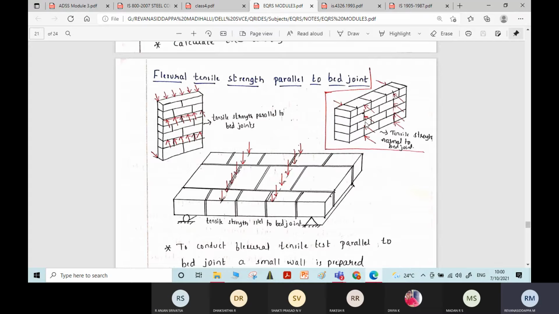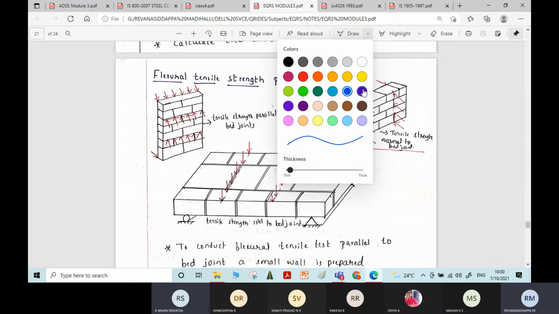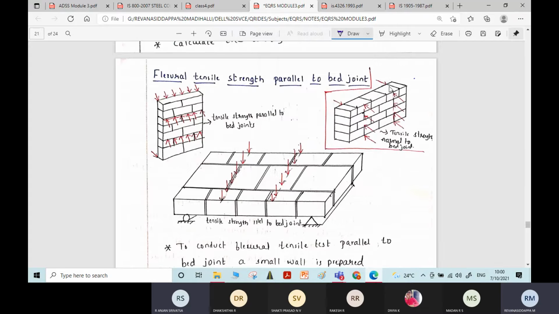Okay, which is the bed joint? I'll just show you. This is the bed joint actually. The joint is there, no? This is the horizontal joint. That is called the bed joint. Okay, these vertical joints are called head joints. And this flexural strength can be investigated in two ways: one is parallel to the bed joints and the other normal to the bed joint.